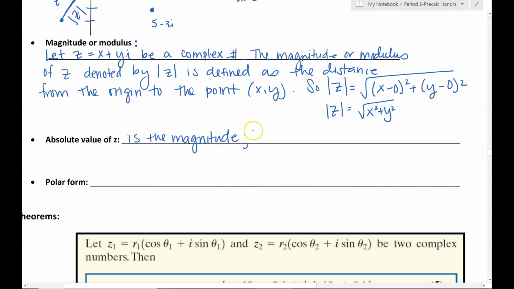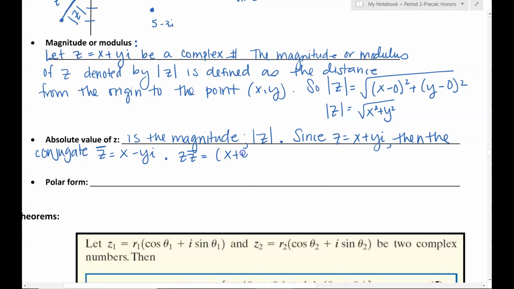Okay, and as you know, we use this to represent the magnitude. Since z equals x plus yi, then the conjugate, okay. So in your book, we use the z with the bar on the top to represent the conjugate, and the conjugate is when we change the sign right in the middle, just like that. So the conjugate equals x minus yi. So what if we multiply the conjugate pair together? So that means we want to multiply z to z bar, which leads us to the equation x plus yi times x minus yi, which equals x squared.